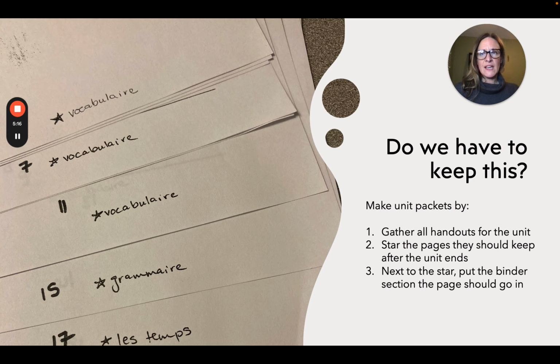So basically, if a page is starred, that means yes, you keep it. If a page is not starred, that means that at the end of the unit, that page can be safely recycled. And I also tell students, just because I don't think you're necessarily going to need this particular sheet later, if you like it and if it helps you remember concepts or vocabulary, feel free to keep a non-starred page. That's okay.